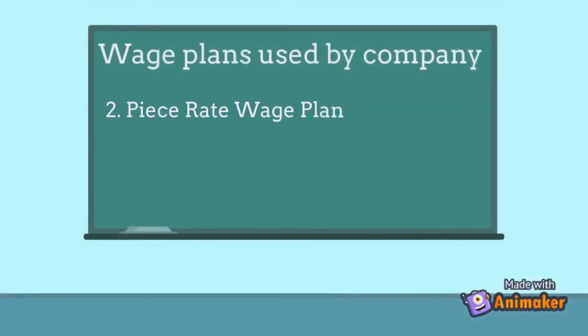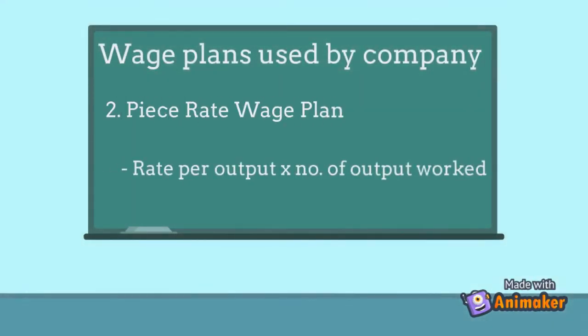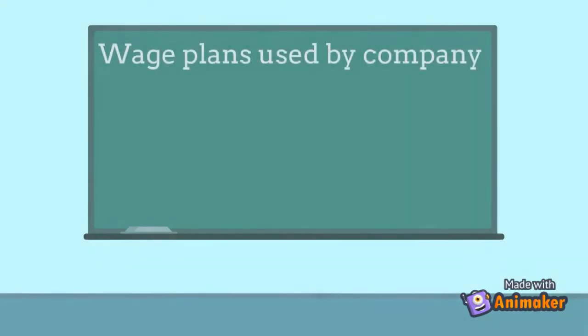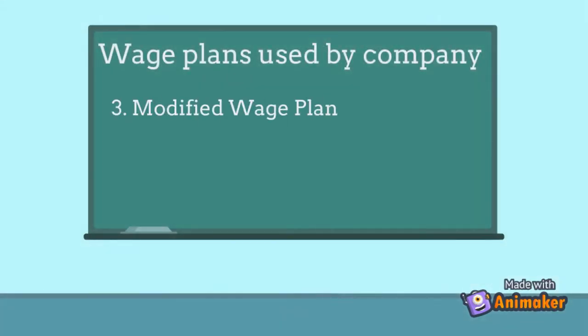Second, the piece rate plan. In a piece rate plan, the worker is paid based on the rate and number of output produced. Kung ang hourly rate ay nakabase solely sa oras na nai-spend ng isang worker sa paggawa ng product, dito naman sa piece rate plan, ang kita ng isang worker ay nakabase sa dami ng kanyang magagawang produkto na may katumbas na halaga. Third, the modified wage plan.